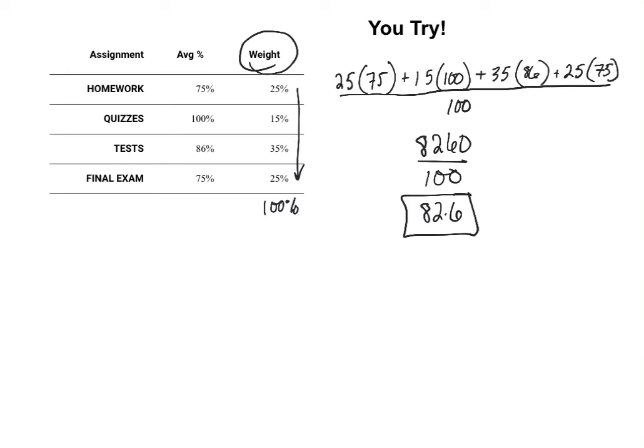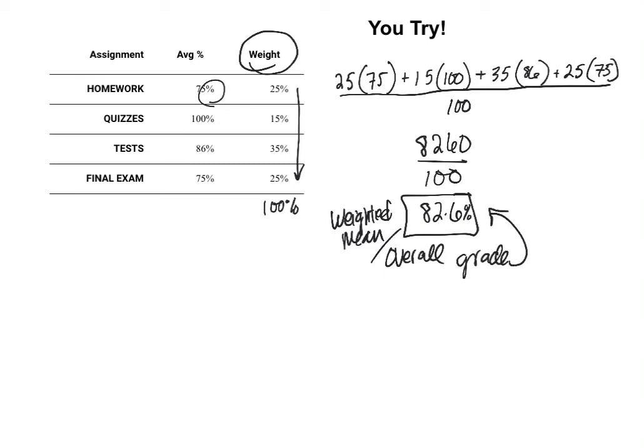And we know the unit associated with this is percent. So this is an 82.6%. This is the weighted mean or the weighted average. And we can associate that with their overall grade. So this is taking more of a formulaic approach. Again, the calculation is based on the weight and the value associated with that.